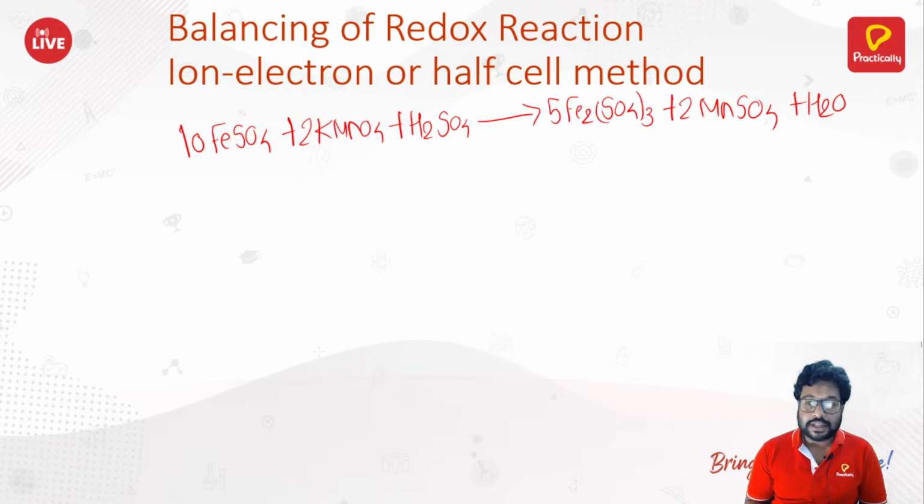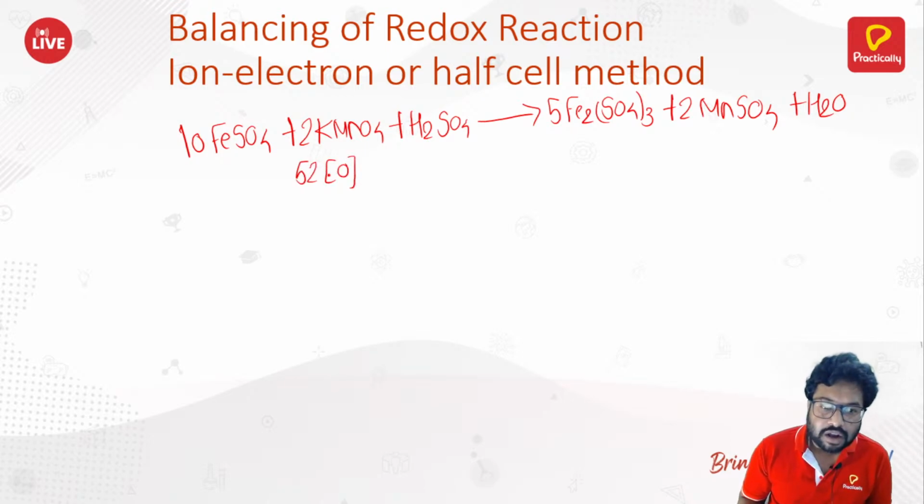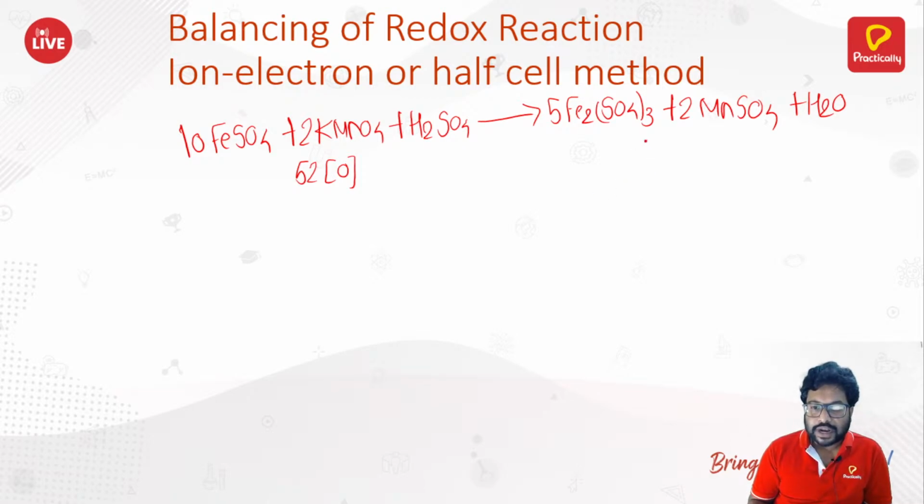Now we need to see whether we have balanced the oxygen atoms or not. Okay, let's count the oxygen atoms. So here 10 into 4, 40, 40 plus 8, 48, 48 plus 4, you got 52 oxygen atoms. One more thing before going for oxygen balancing, let's look at how many sulfates there are. If you look at this side, you got SO4 3, 15 plus the 2, 17 sulfates are there here.